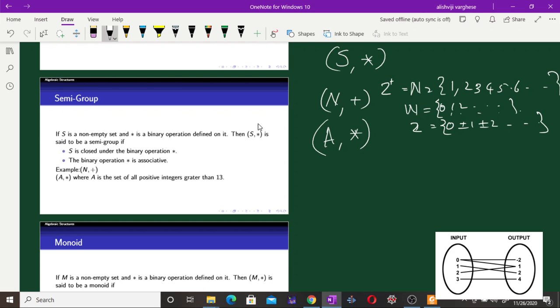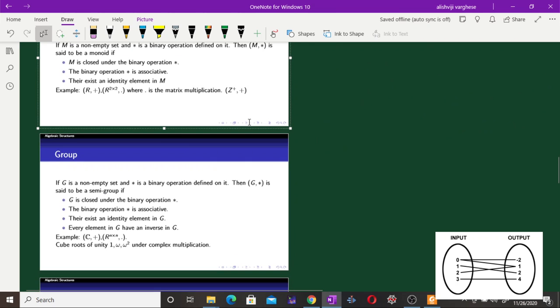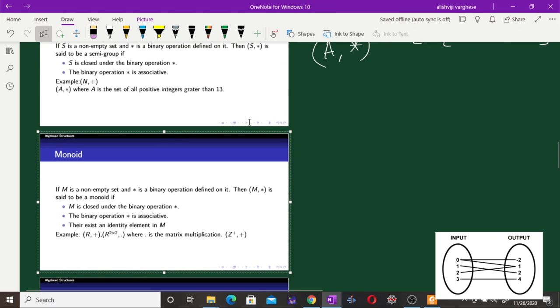Anyhow, the second algebraic structure is that of a monoid. M is said to be a monoid when the binary operation defined is closed, the operation is associative, and there exists an identity element in M. So in addition to the axioms of a semigroup, we have one more axiom which says there exists an identity element in M.